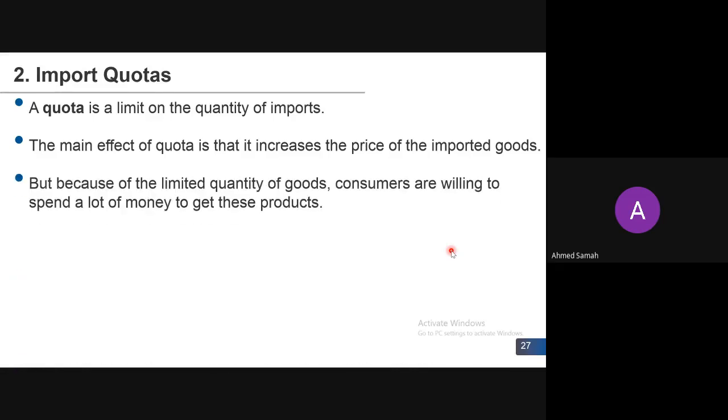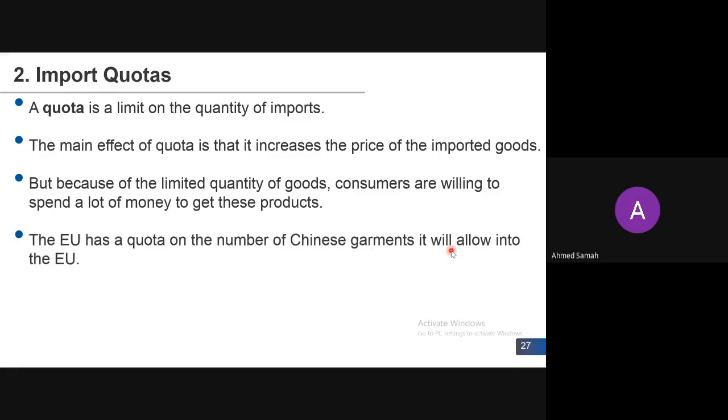But because of the limited quantity of goods, consumers are willing to spend a lot of money to get this. If the particular good is needed in the country, let's say an import quota is imposed on motorbikes, then every single person now needs a motorbike, so they will be spending a lot of money to buy this. So one example of an import quota is that the EU has a quota on the number of Chinese garments they will allow into the EU or EU countries.